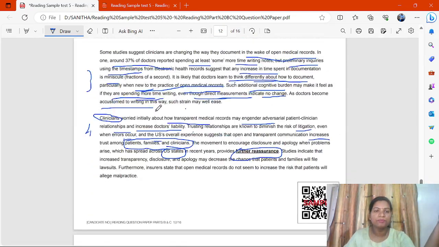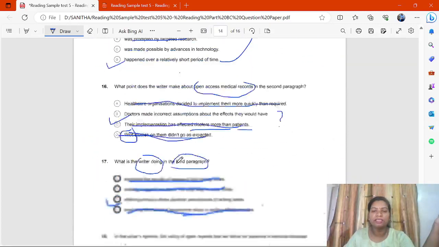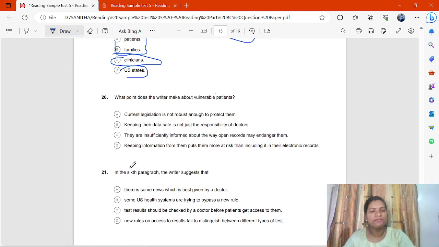Given to whom? Clinicians. Clinicians worried initially about how transparent medical records may engender adverse patient-clinician relationships and increase doctors' liability. So what is the answer here? The further assurance is being given to the clinicians. See how we are finding the answers? Definitely we get the answer.